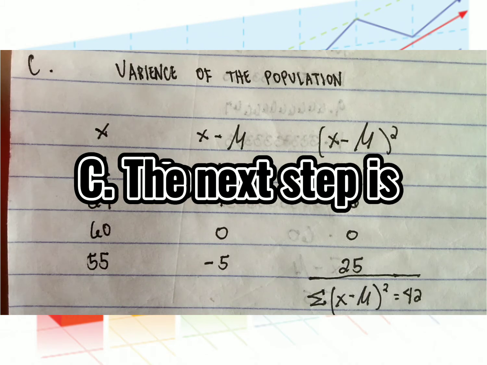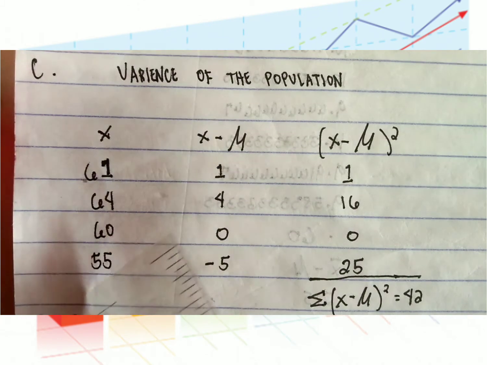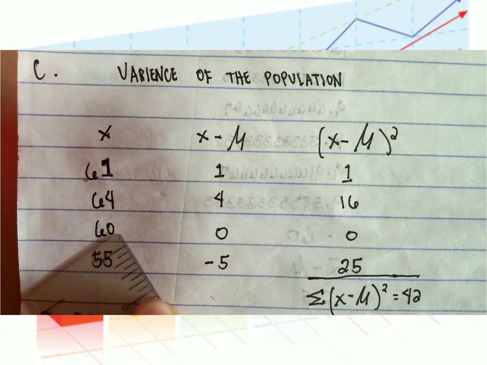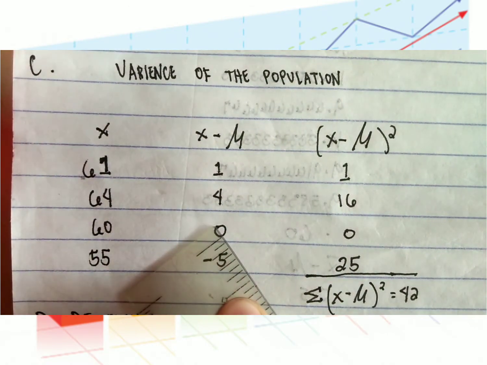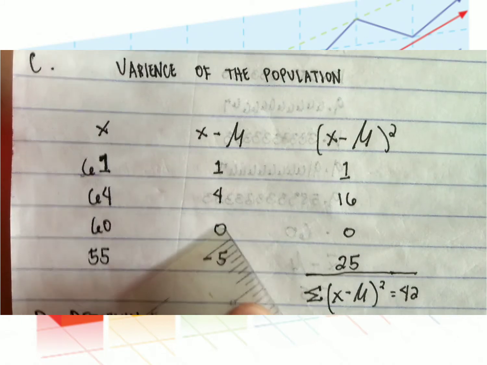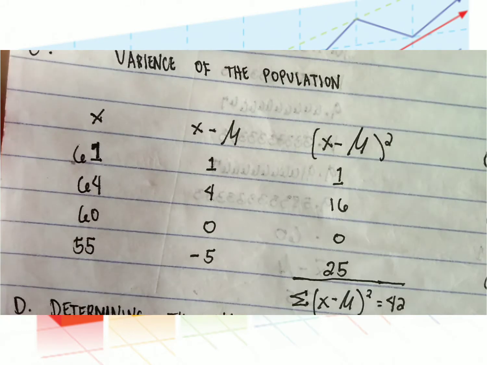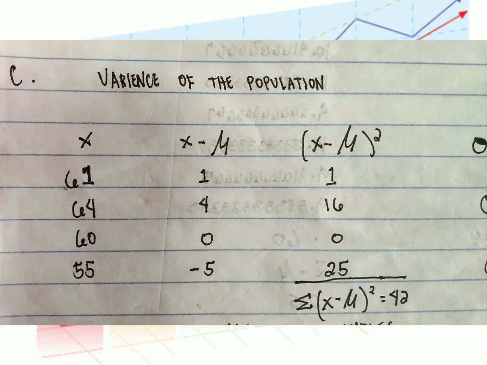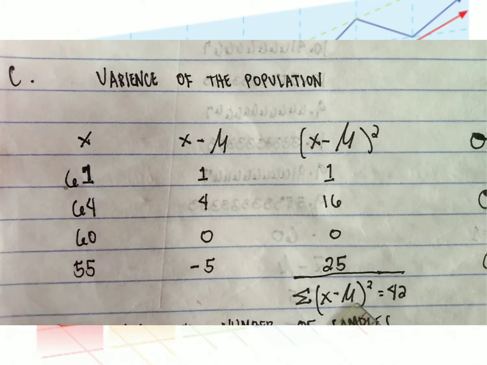The next step is to compute the variance of the population. This first column is the weight of the family members. This second column is the difference between the weight of family members and the mean. And the third column is quantity x minus the mean quantity squared. Adding all the squared differences, the outcome is 42.